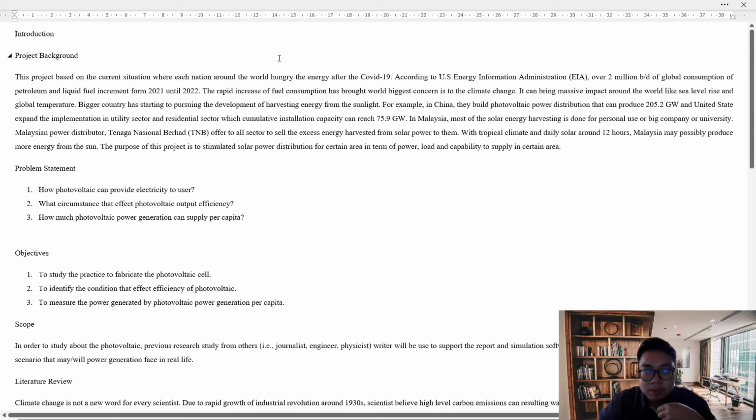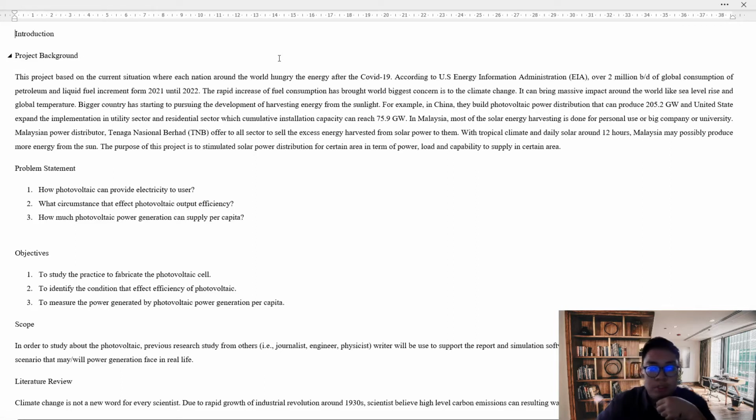In this project, we want to do some research about the use of photovoltaic to generate power, to replace the current power generation that uses fossil fuel to generate energy.